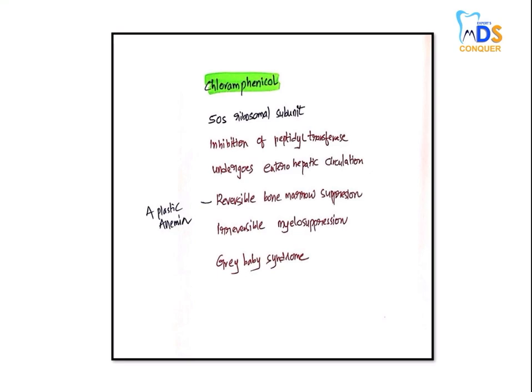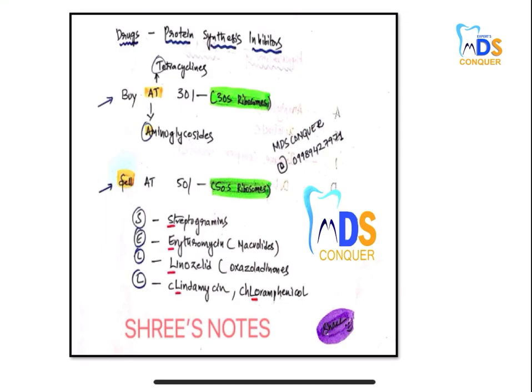Okay, next is chloramphenicol. Very importantly, it causes grey baby syndrome, reversible bone marrow suppression and irreversible myelosuppression. So very important, the grey baby syndrome.